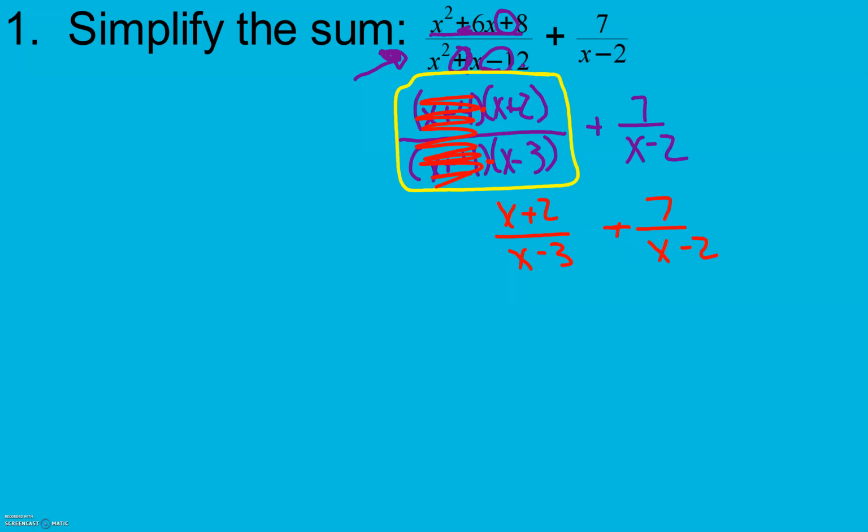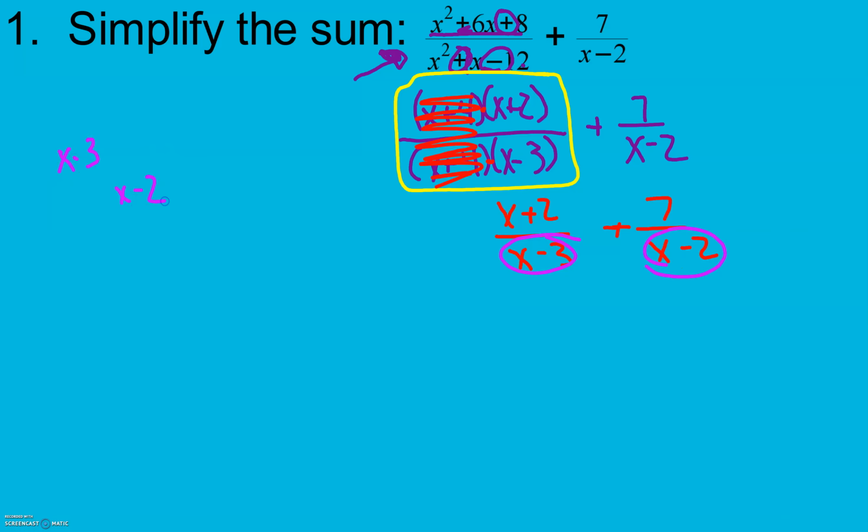Now, towards the beginning of the year, I gave you guys a fraction cheat sheet, and this works the same way as it did before. We can't add fractions unless they have a common denominator. So we look at our denominators. Here I have an x minus 3. Here I have an x minus 2.